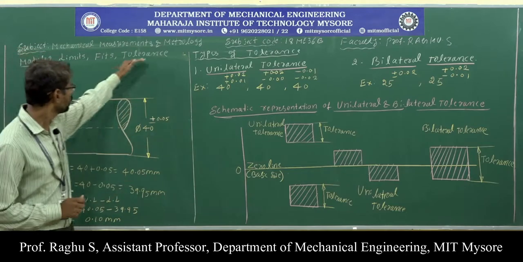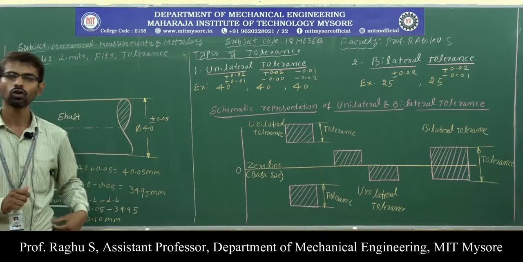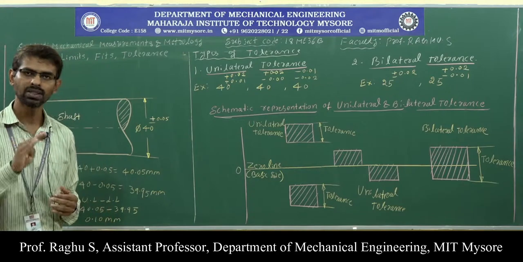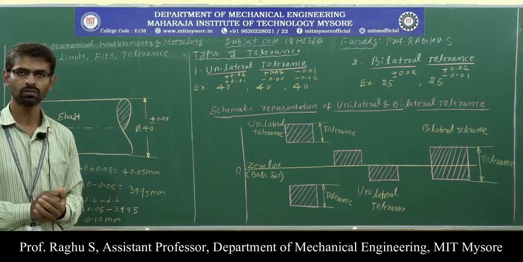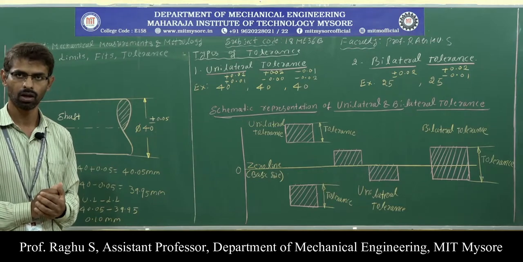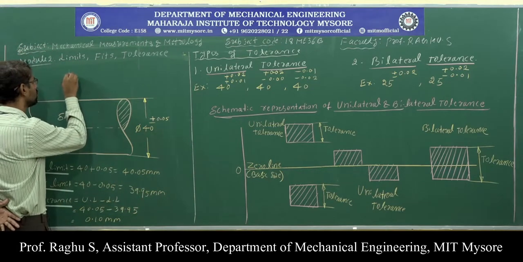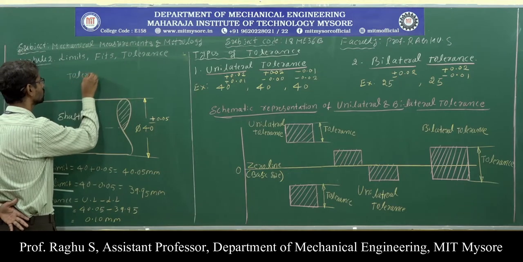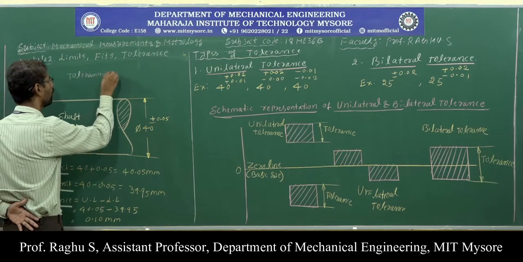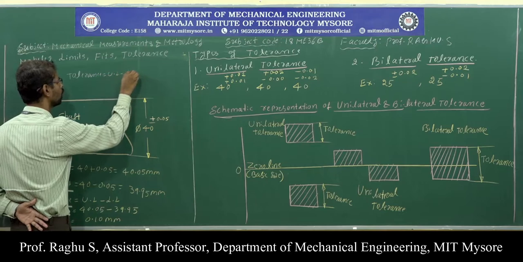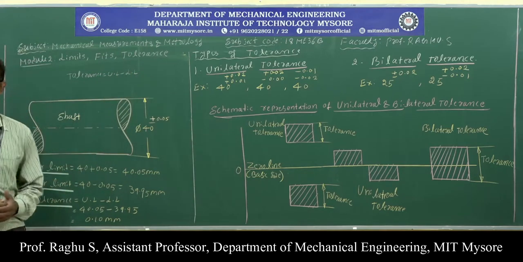So what do you mean by tolerance? Tolerance is nothing but the permissible variation on a dimension. It is also defined as the difference between upper limit minus lower limit, which is called tolerance.